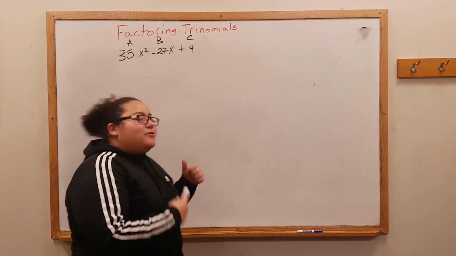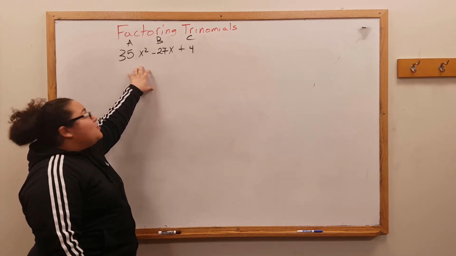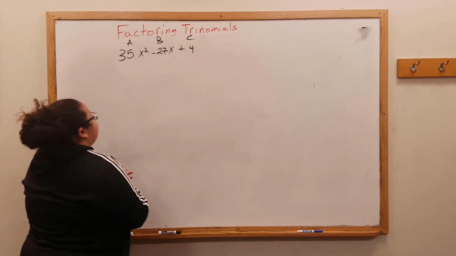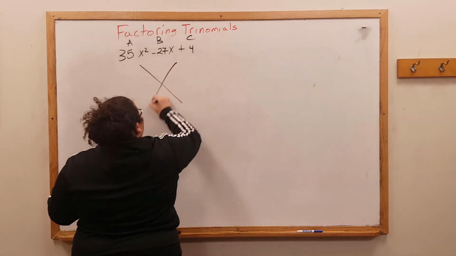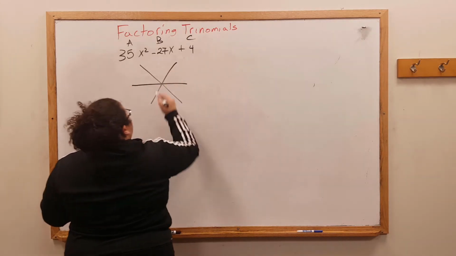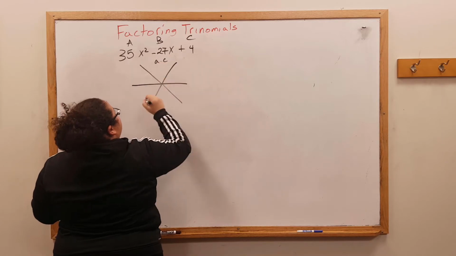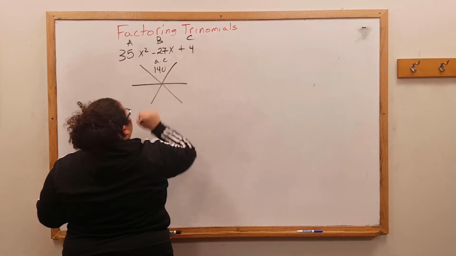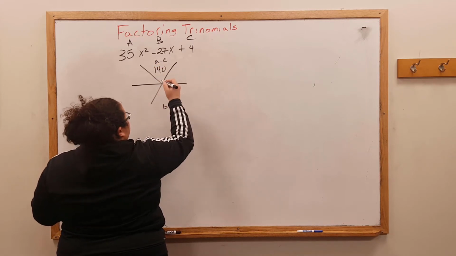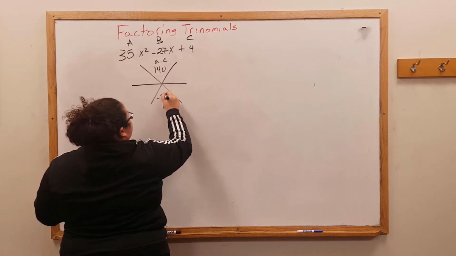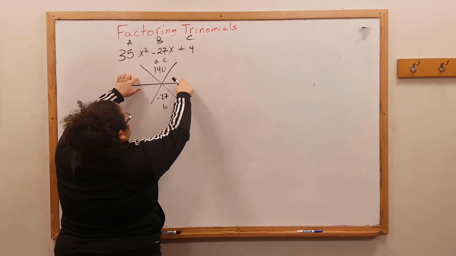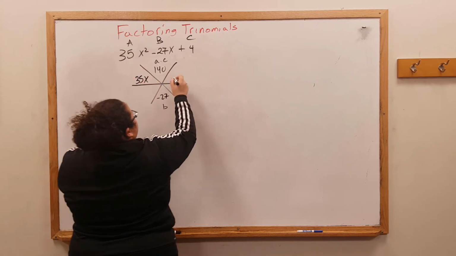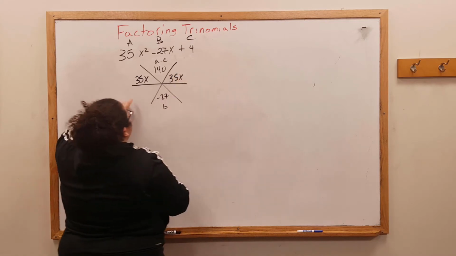I'm here with another example. This time we have 35x squared minus 27x plus 4. Again, draw the big X with a line through. And again, you have A times C on the top, which is going to be 35 times 4, which is 140. And on the bottom, we're going to have B, which is basically dropping it like a hot potato, negative 27. Now, on these two triangles, we have the 35x, which is the A, and 35x.